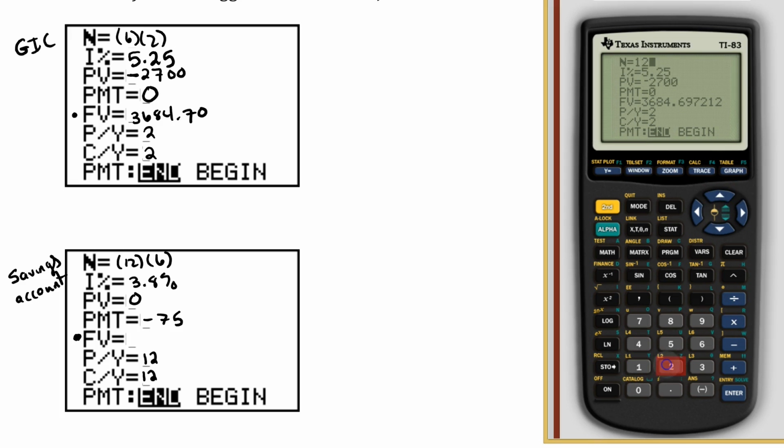So this is going to be 12 times 6. Look at that. Love that. 3.8% interest. Present value is 0. Payment is negative 75. Future value we're going to get to. And the number of payments per year and compounding periods per year is 12. So I'm going to go to alpha and then enter. And look at that. I have 6,054.46.